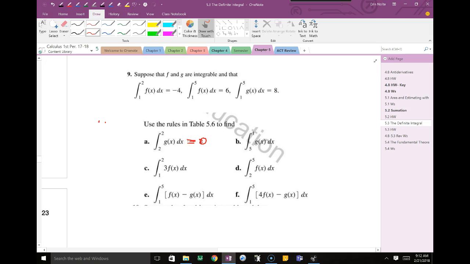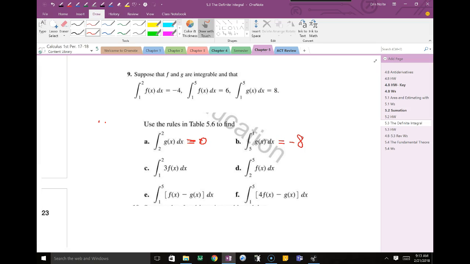Okay, let's try B. Can you tell me what the area of g of x is from 5 to 1? Okay, good. Notice that the only thing that is different between those is that they switched the a and the b. So when they do that, it just makes it a negative area. So b will be -8. That was good.